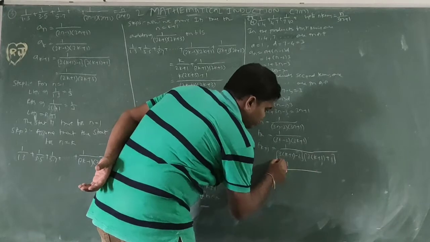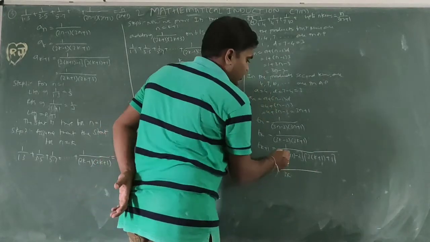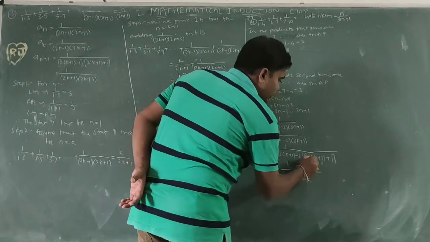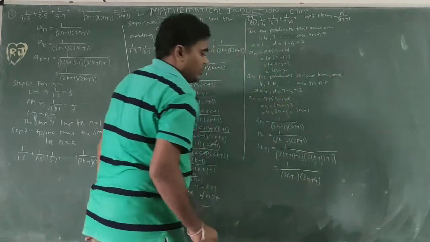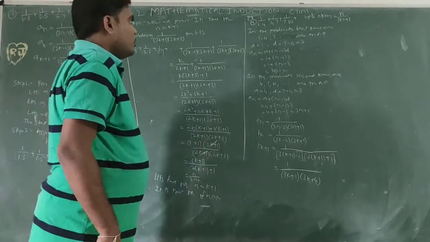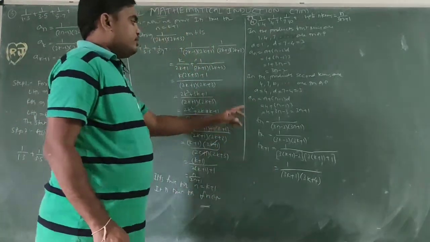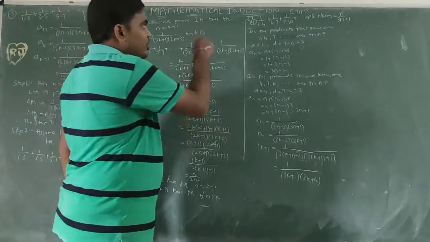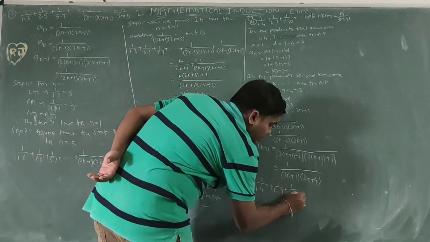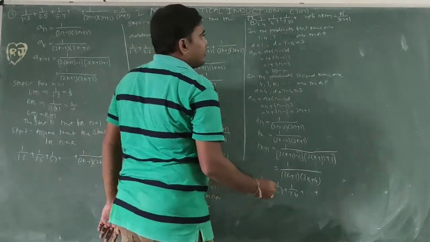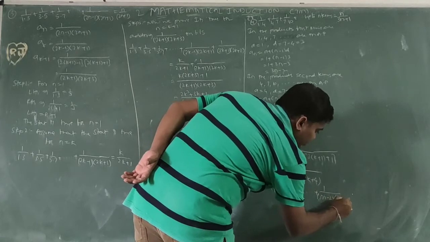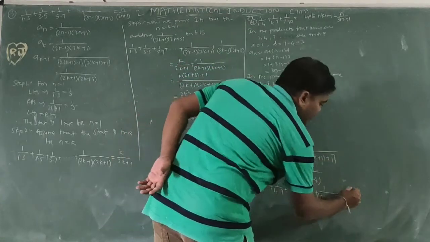Now 1 by 3 into k, 3k; 3 into 1, 3 minus 2 plus 1. Now 3 into k, 3k; 3 into 1, 3 plus 1. So t(k plus 1) equals 1 by (3k plus 1) into (3k plus 4). Now I want to write the series: 1 by 1 into 4 plus 1 by 4 into 7 plus 1 by 7 into 10 plus up to the nth term 1 by (3n minus 2) of (3n plus 1) equals n by 3n plus 1.